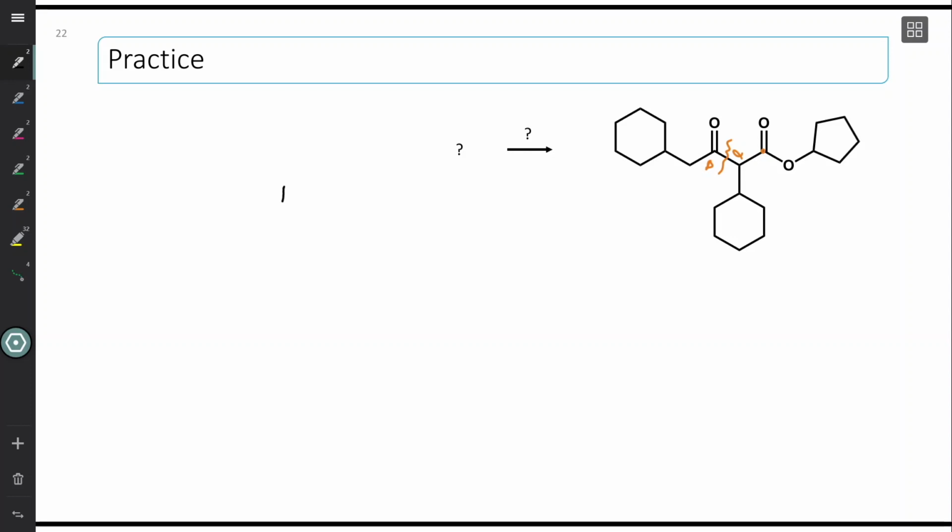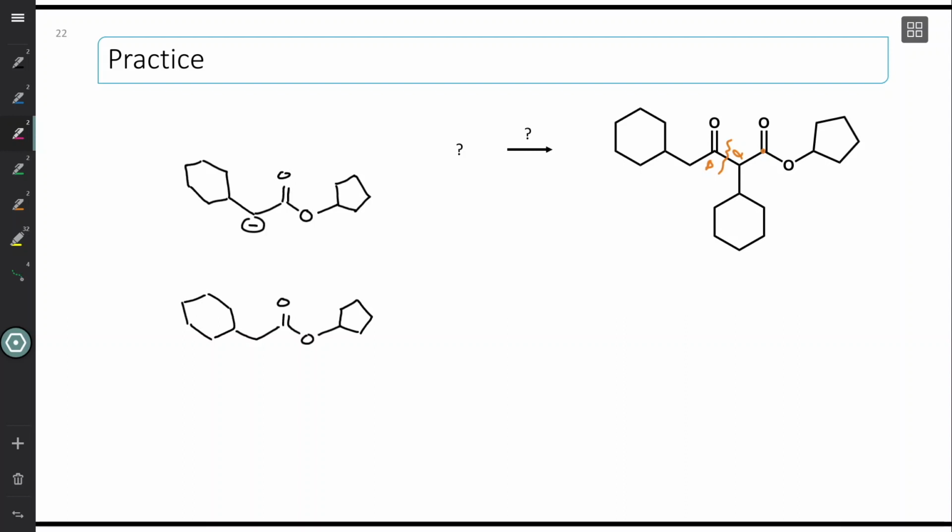So what does that give me? Here's my first one, so this is going to be the enolate that I want to form. This R group is this R group, and my other compound is the same, basically like that.